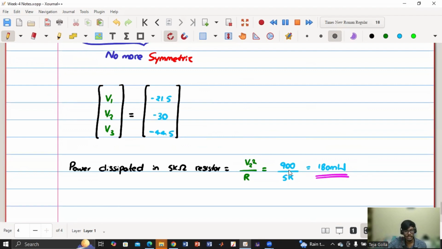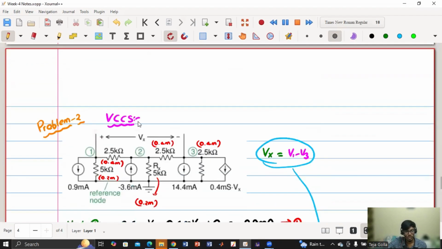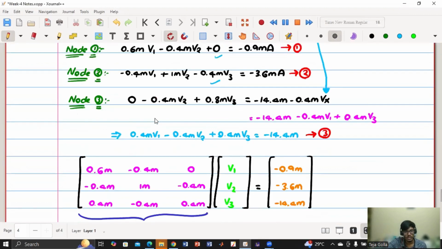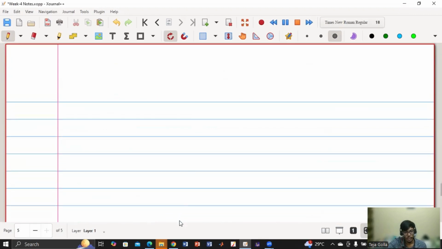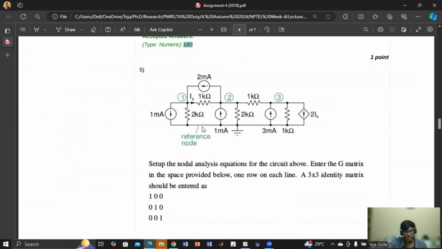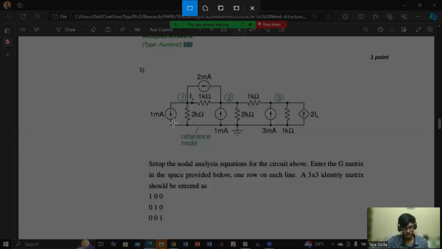Is this clear until this point? If there is a voltage controlled current source, how are we going to deal with it? Or do you have any queries before we proceed further? Clear, sir. Okay. Other people, is it clear? I hope it is clear. So if you have any queries, please ask, else we'll move to another problem.